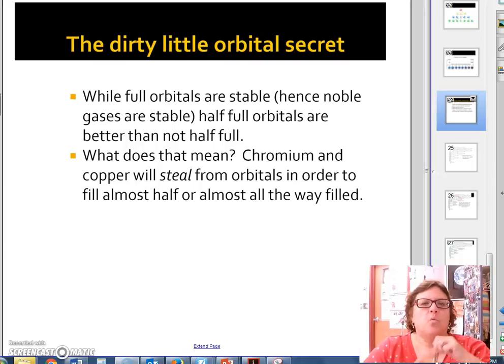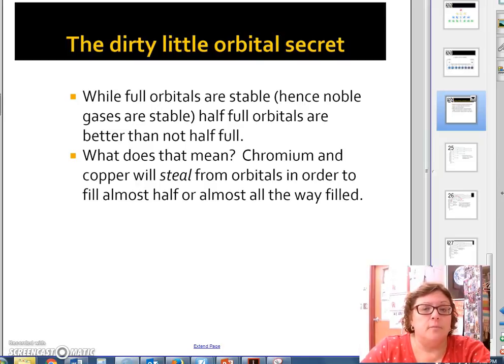All right, we're going to talk a little more about electron configuration. And what we're going to talk about are the exceptions to the rule. We've done electron configurations for a whole bunch of different elements, but there are several that break the rules. So we have to go back to thinking about Aufbau and what Aufbau means.